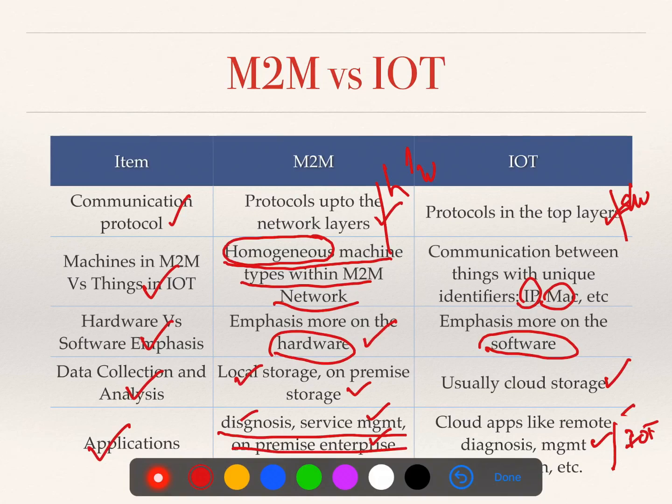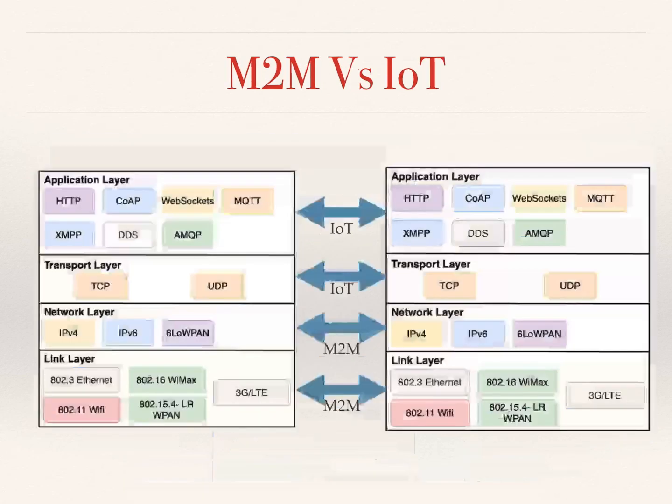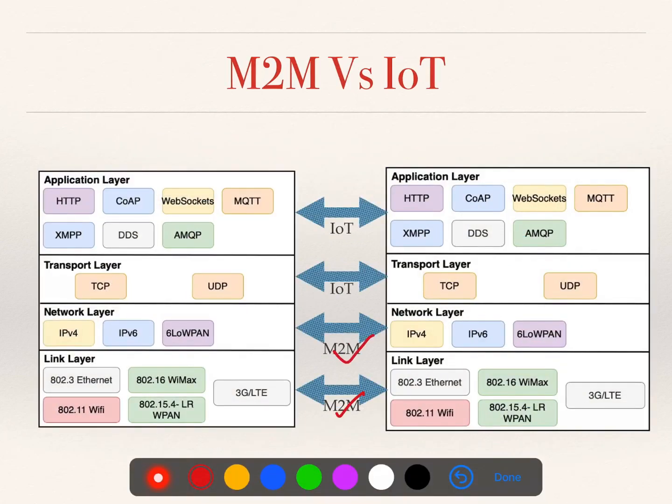So this is the difference between M2M and IoT, and you can see the different things. I have shared this here, M2M here. This is up to the network layer. Below this network layer we call it M2M, whereas above this we call it IoT. So this is how the top layers deal with IoT and the bottommost layers deal with M2M. At some point of time we need both M2M as well as IoT. During those applications we can use all the layers.